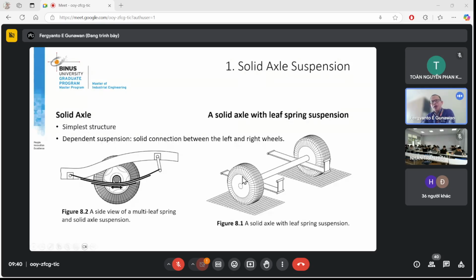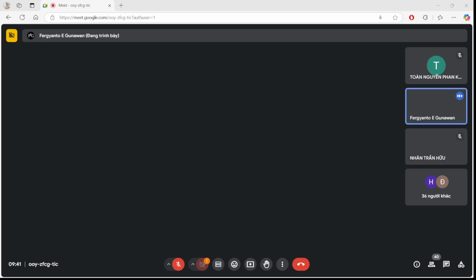So this is your tire. This is your tire, and the simple suspension is just a solid bar here, connected by this leaf. So this is a very simple suspension. So only the bar and the solid leaf, and the vehicle body.